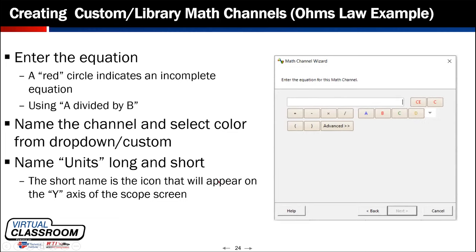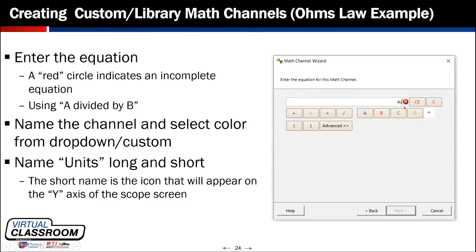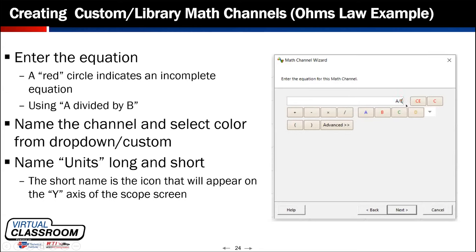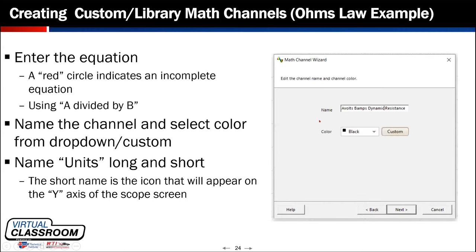So when I went to build my channel and I put an A, it already says we've got a problem. And I put in division, we've got a problem. It's not going to let me continue until I finish an equation called A divided by B. Then the next button pops up, I grab it and I move on. My advice to you, you're going to do what you want anyway, is this: when you get to this next screen, name the channel something you understand. For example, what I've done here is I said A volts, B amps, dynamic resistance. I chose the color black, but of course I could choose anything.